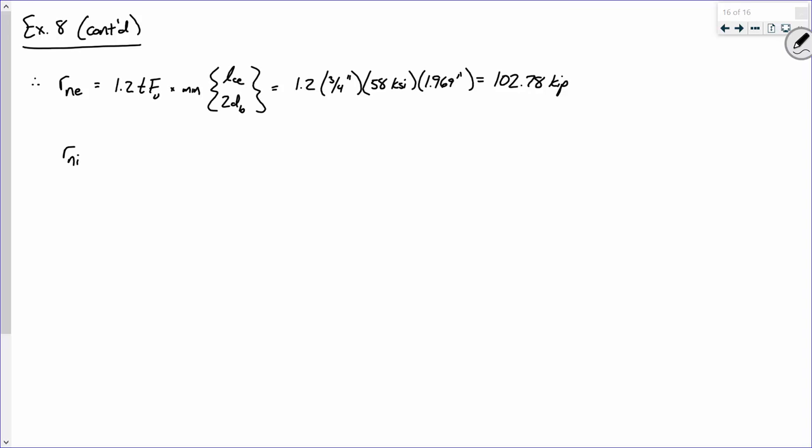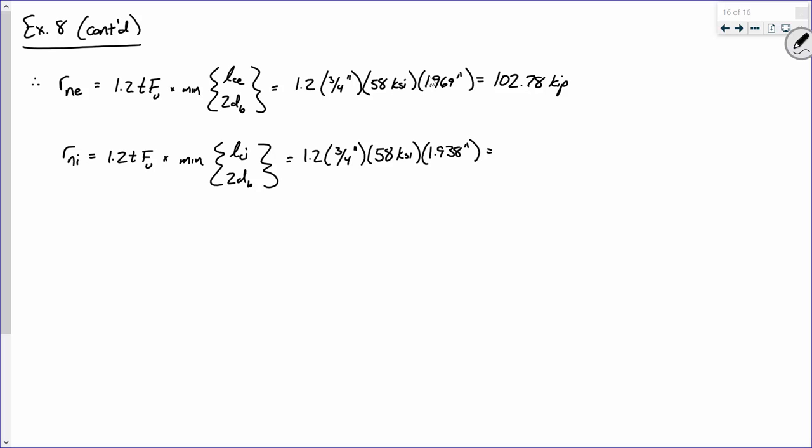Rn for an interior bolt is 1.2 t Fu times the minimum of Lc, or 2 bolt diameter. So this is where your question, Mr. Hampton, comes in. That's where the interior bolt comes in. So all right, same story. So 1.2 times 3/4 of an inch times 58 ksi times, what's our value going to be here? 1.938.